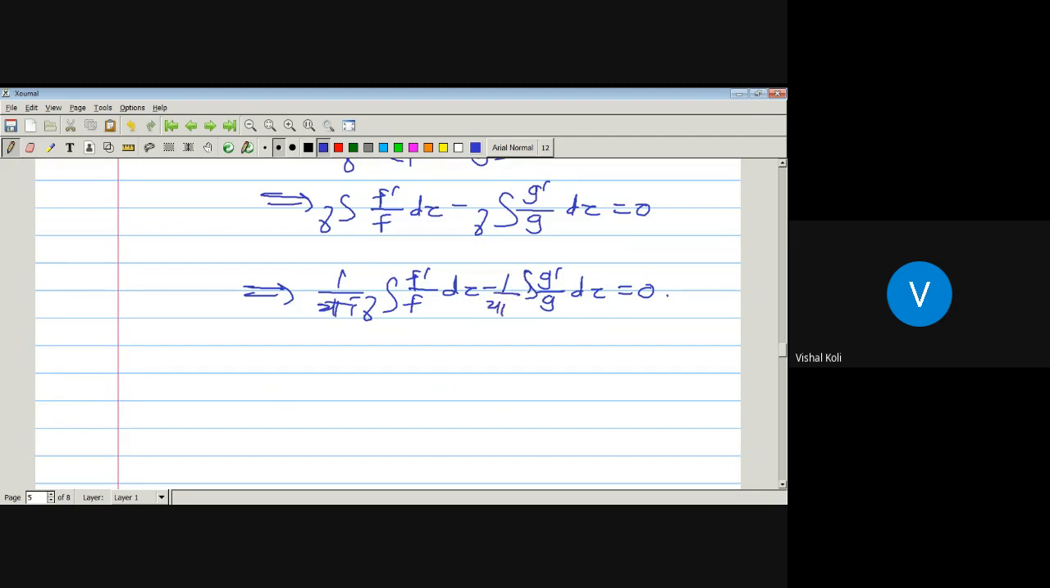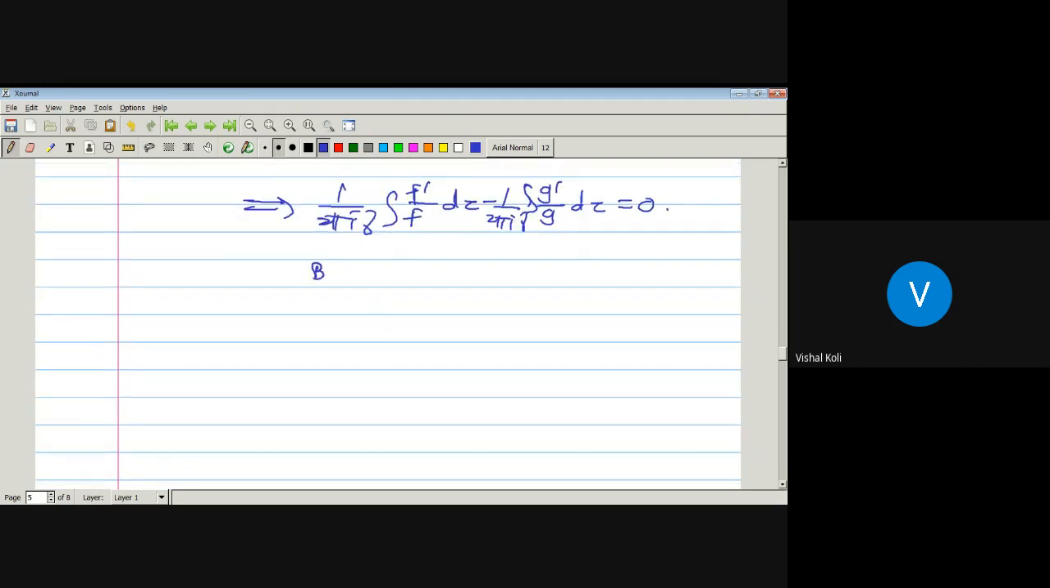1 upon 2 pi i integration of the curve gamma, but by argument principle, what should be the value of this one? This one is nothing but n minus m. That is, number of zeros of the function f minus number of poles of the function f.